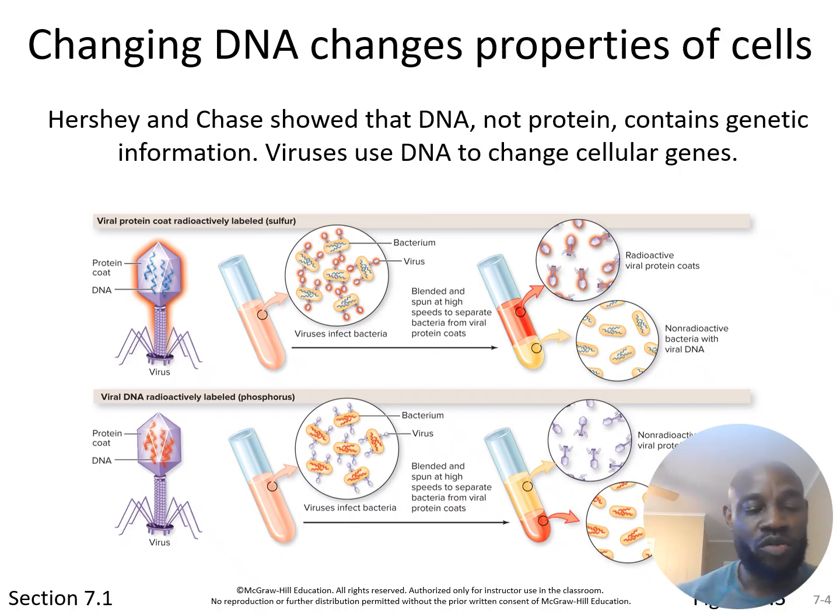Now, DNA eventually codes for protein. So how do we know it was the DNA and not the protein? Well, using viruses, we were able to figure out that it was DNA and not protein that contained the genetic information. And we know now that DNA codes for the amino acids that are in protein.